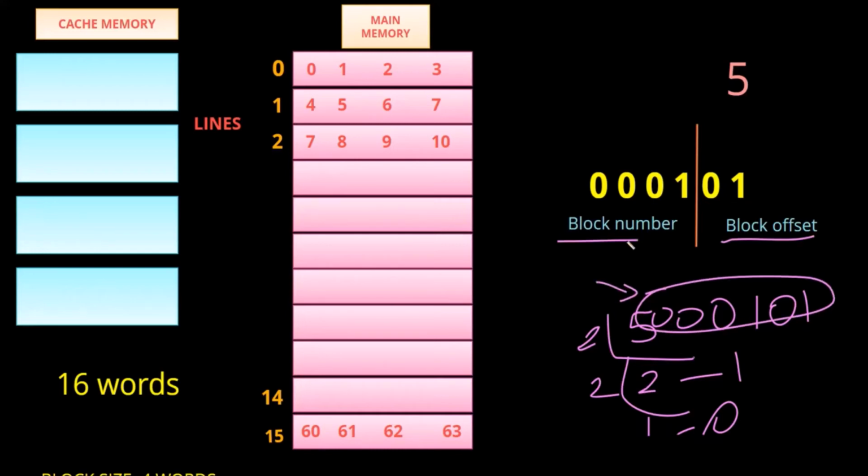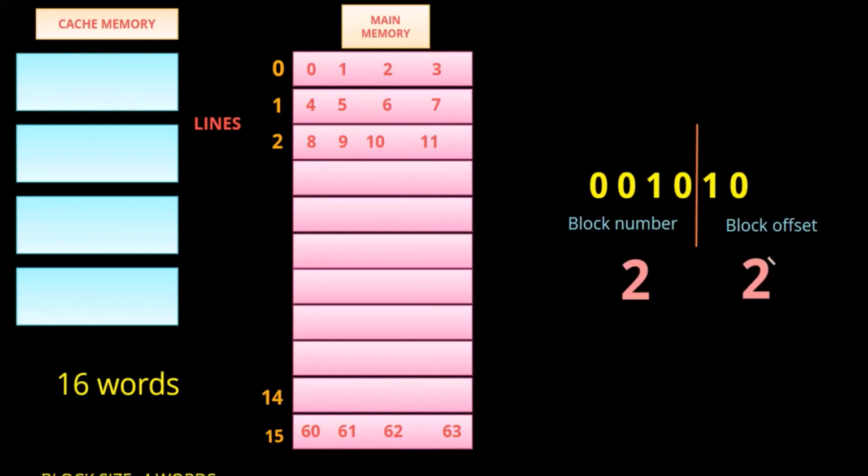The block number is used to identify in which block this data is present. Here this block number is 0001. So this is 1. So in this block our desired data is present. So from this we can find out what is the data we have to fetch. This is 01. Okay, fine. So 01, it will fetch data from here.